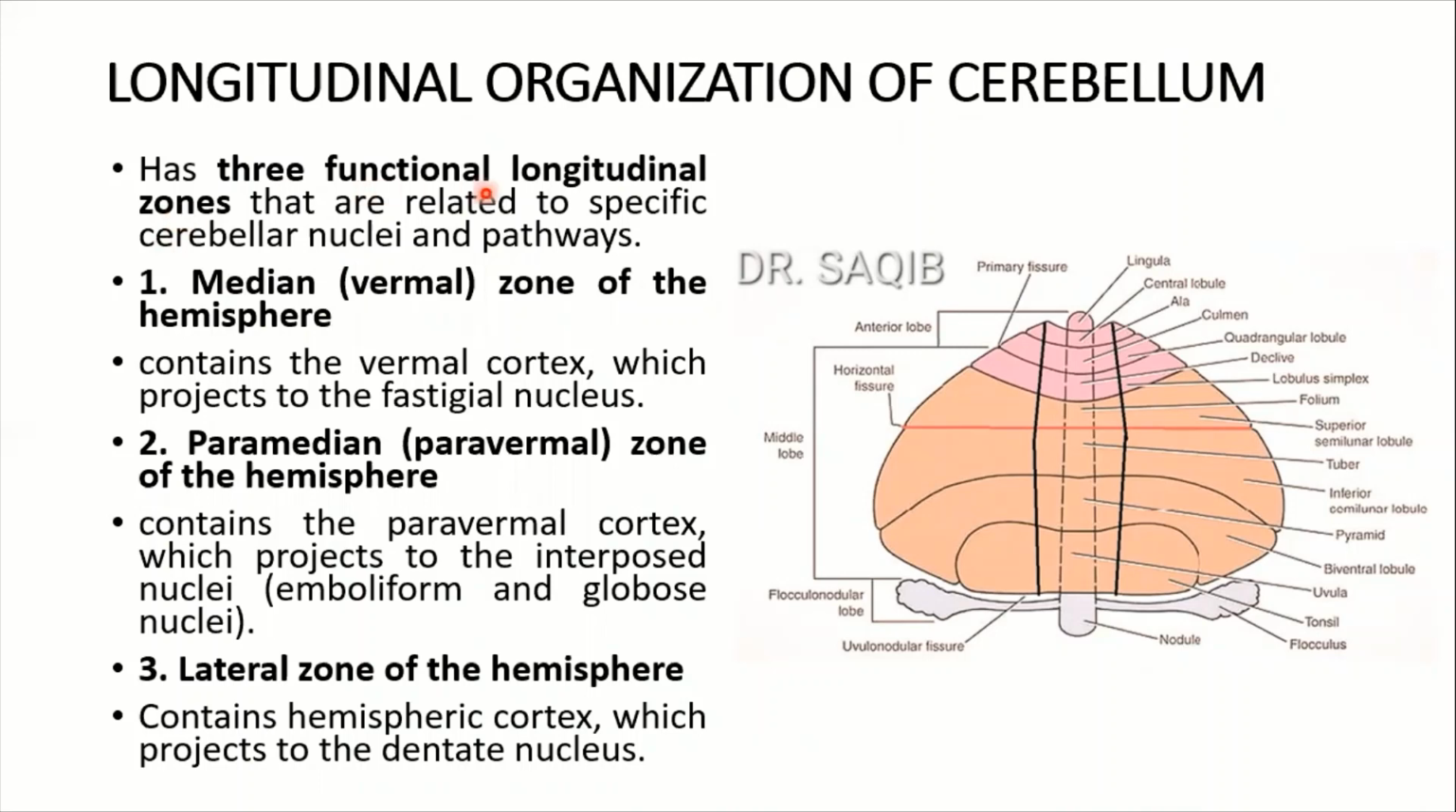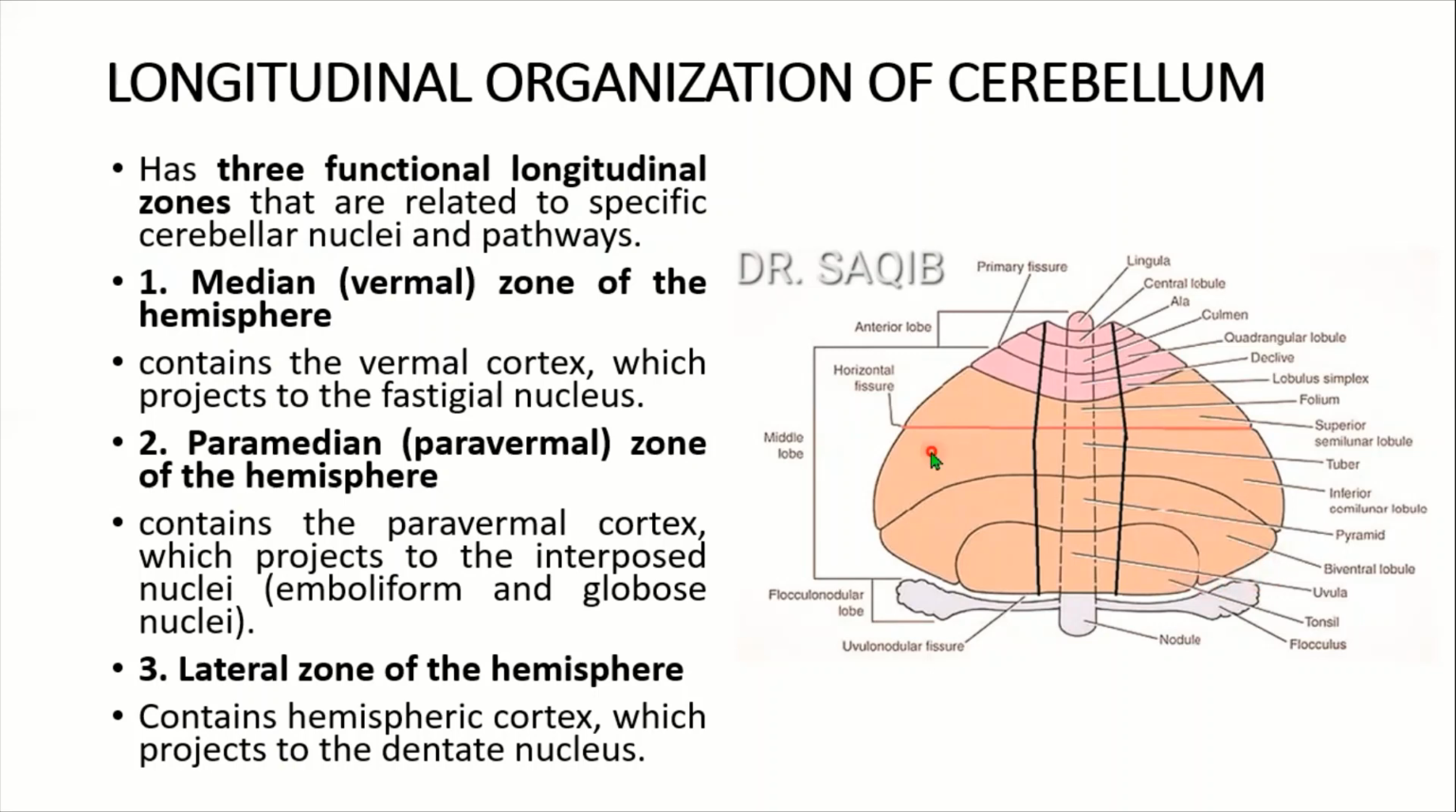It has 3 functional longitudinal zones that are related to specific cerebellar nuclei and pathways. Here you could see 1, 2, and 3. One is the median zone, which is the vermis. You see the laser, this is the vermis. The second is the paramedian or paravermal zone, the hemisphere. And the third is the lateral zone of the hemisphere.